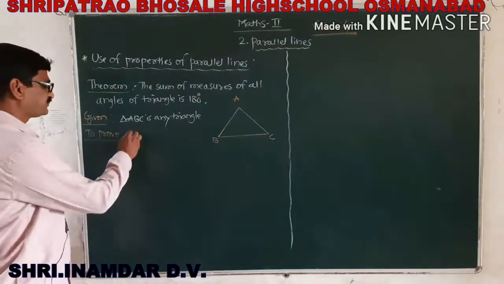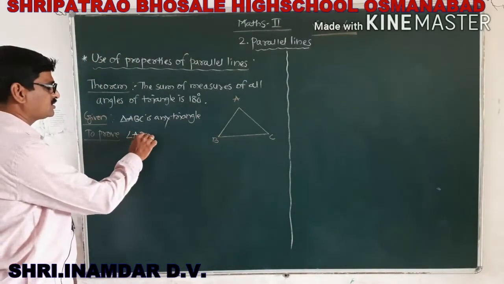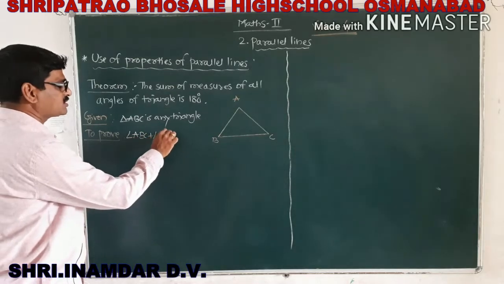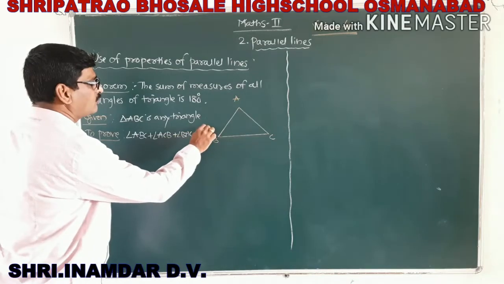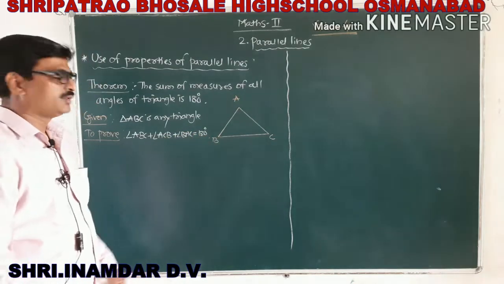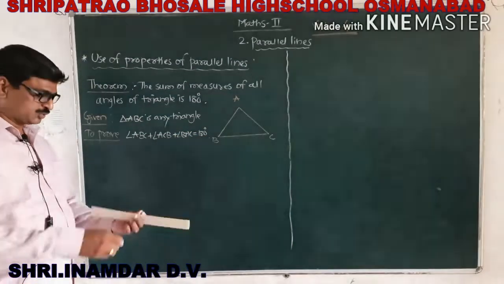So write that angle ABC plus angle ACB plus angle BAC is equal to 180 degrees. Okay. So this is to prove.